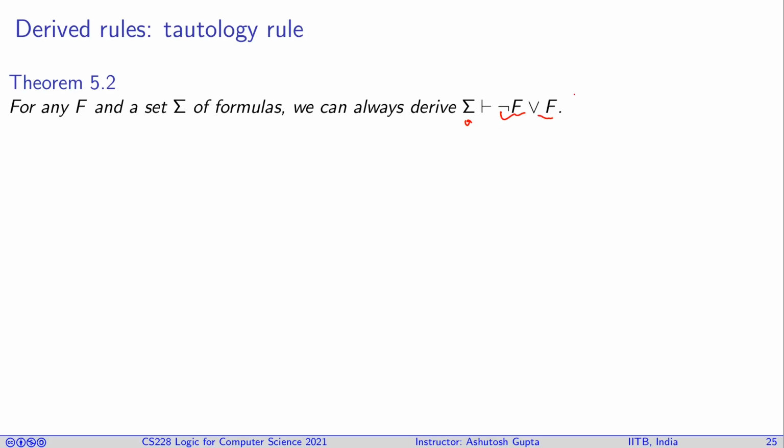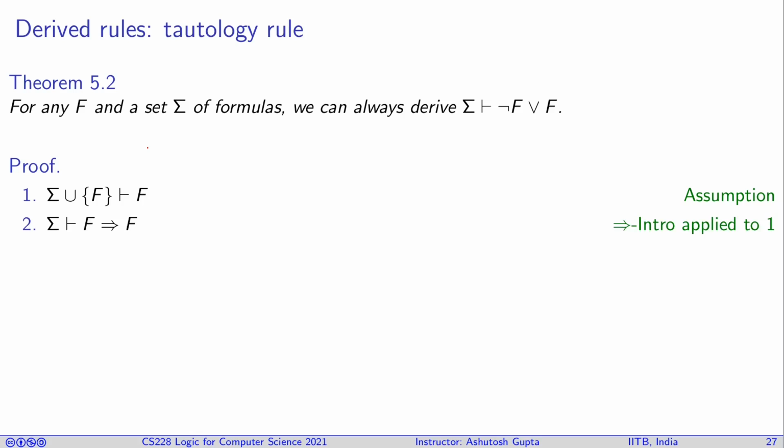So how are we going to prove it? We can easily see that this is true because of the assumption rule. F is on the left hand side, so I can derive f on the right hand side. Now by applying implication intro, I can bring this f out to the right hand side. So we can always prove f implies f. Now we can do what?